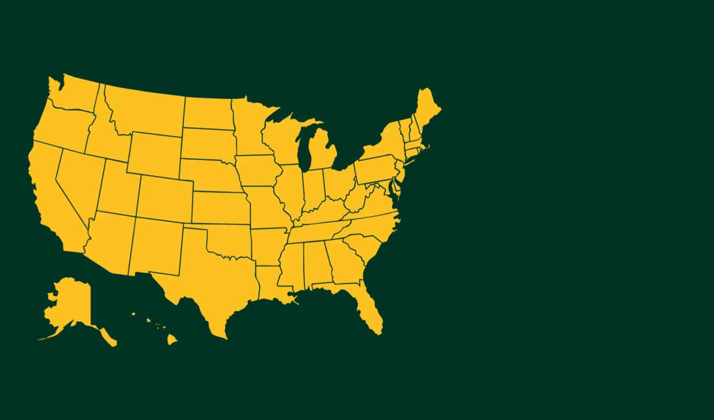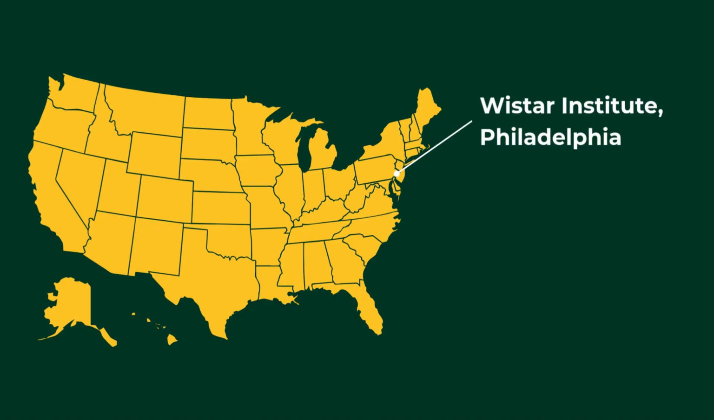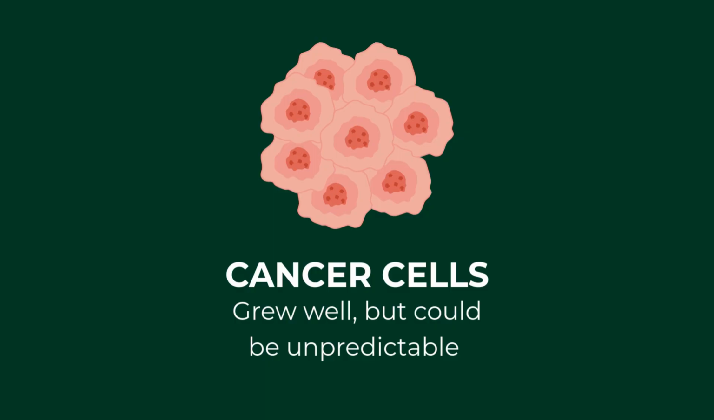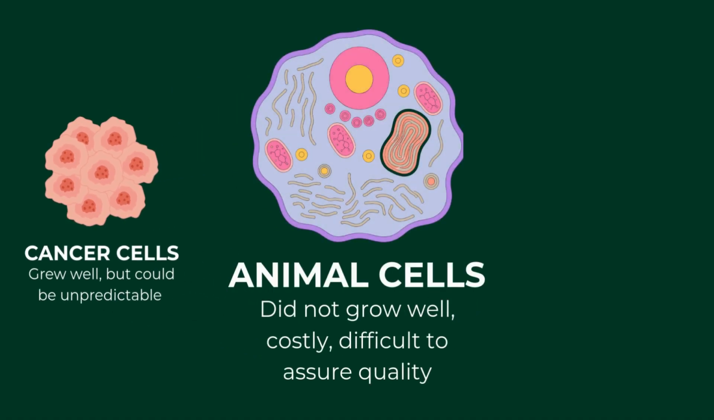In the mid-20th century, scientists at the Wistar Institute in Philadelphia were focused on creating cell lines, groups of identical cells grown from a single cell, that would grow continuously in the lab. Cancerous cells grew well and were an option, but researchers wanted non-cancer cells because they were more predictable and better for studying normal human biology. Some researchers had used monkey kidney cells or rodent tissue, but these did not grow well in the lab and had to be prepared fresh for each use. The use of animal cells was cumbersome, costly, and required a large number of animals, making it difficult to consistently assure the quality of cell lines.